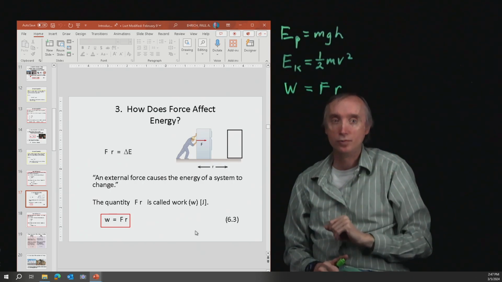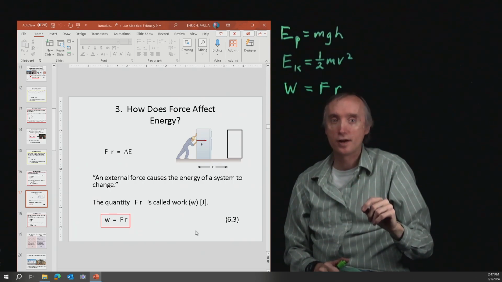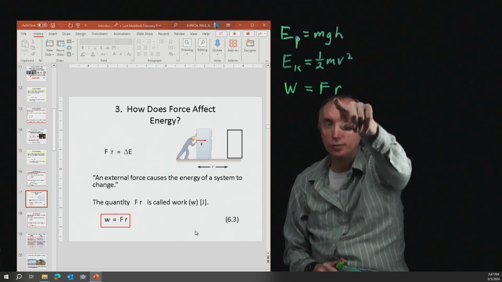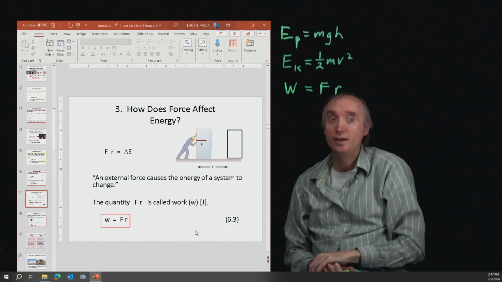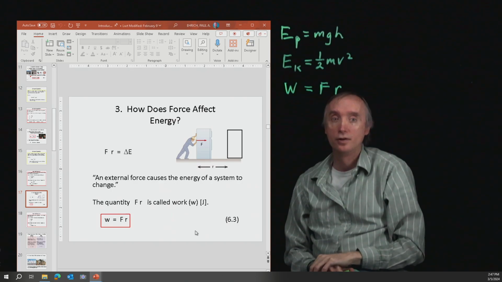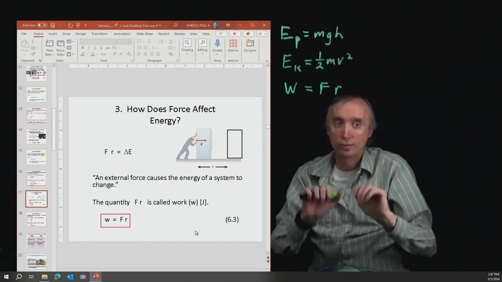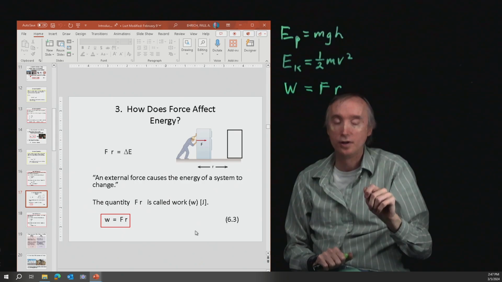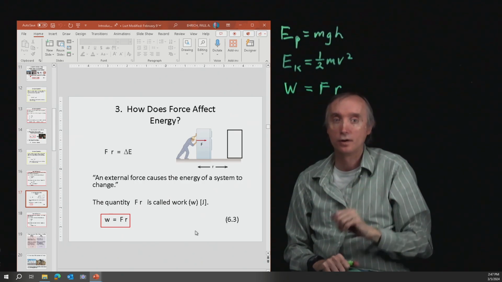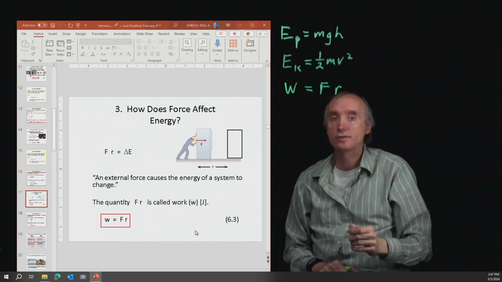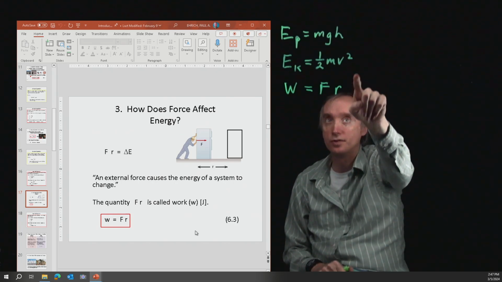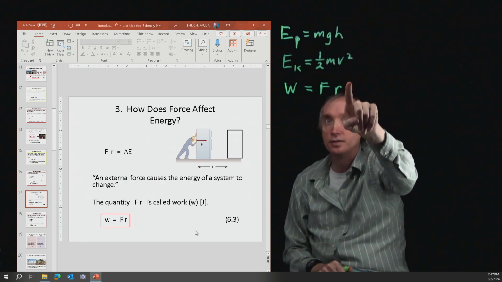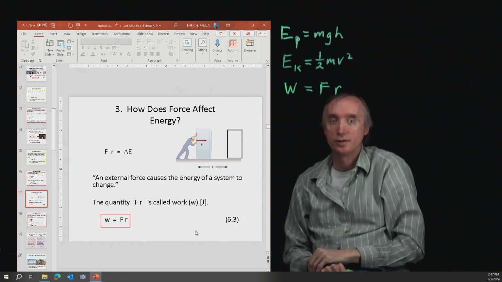Now notice it has to be moving. So if the refrigerator's not moving, r would be equal to 0, and 0 times anything is going to be equal to 0. So you're not doing any work on that refrigerator, no matter how hard you're pushing on it. It has to move before you're doing work on it. Notice the units. It's a type of energy, so it's going to be in joules. So this is energy, energy in transit.